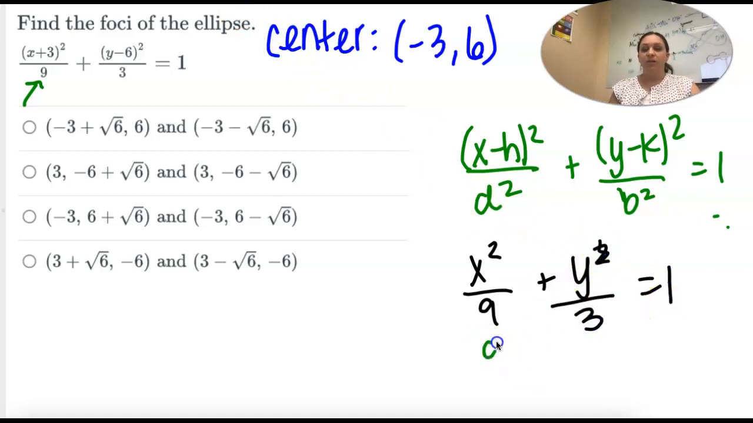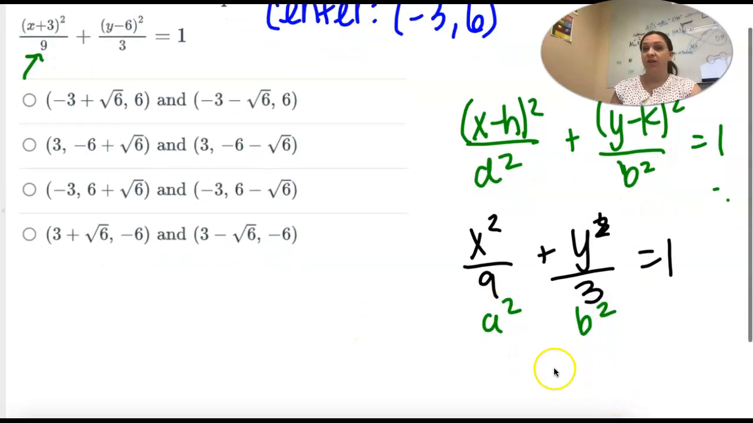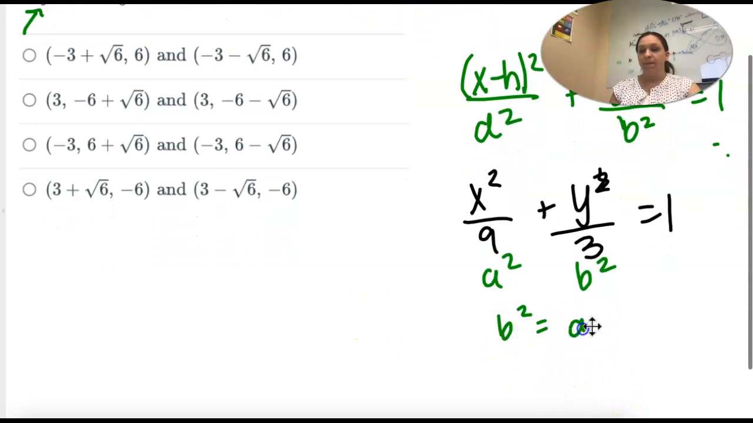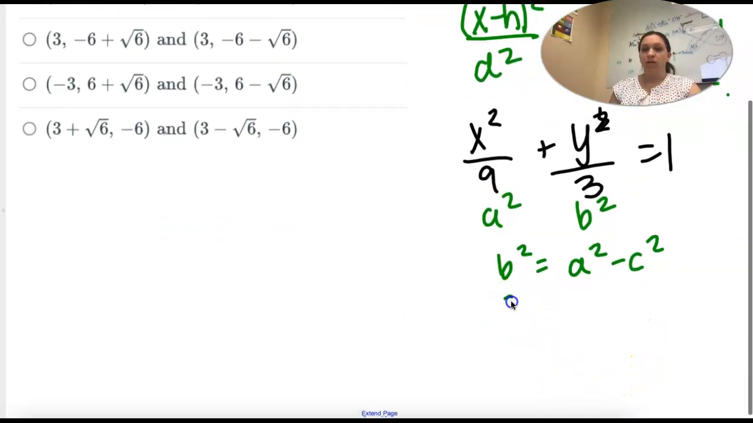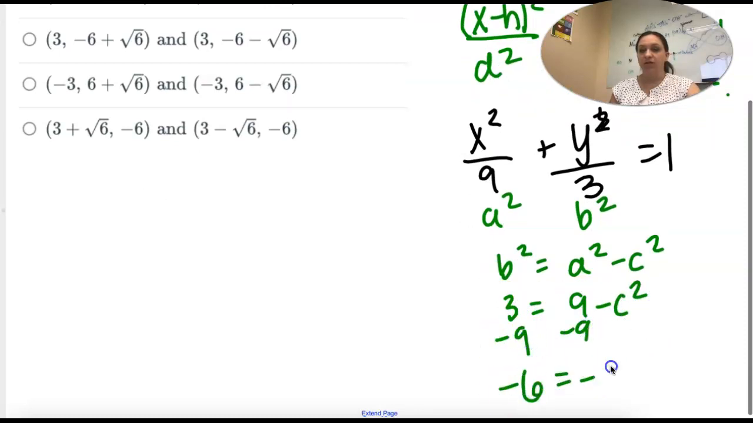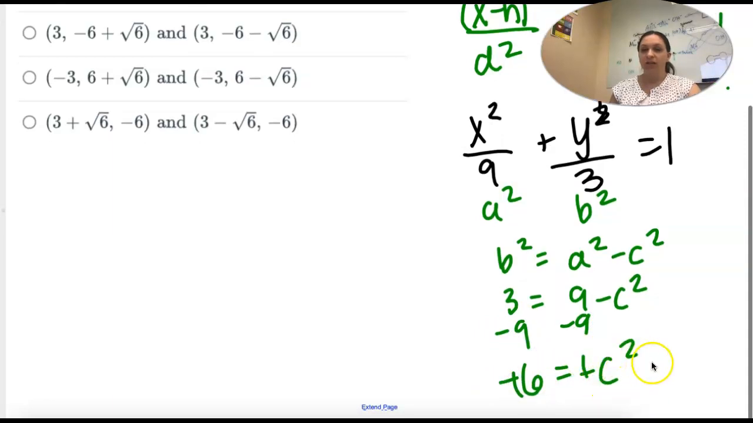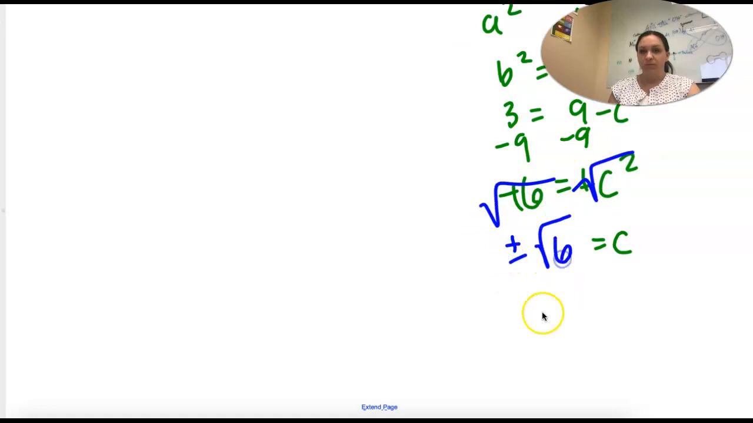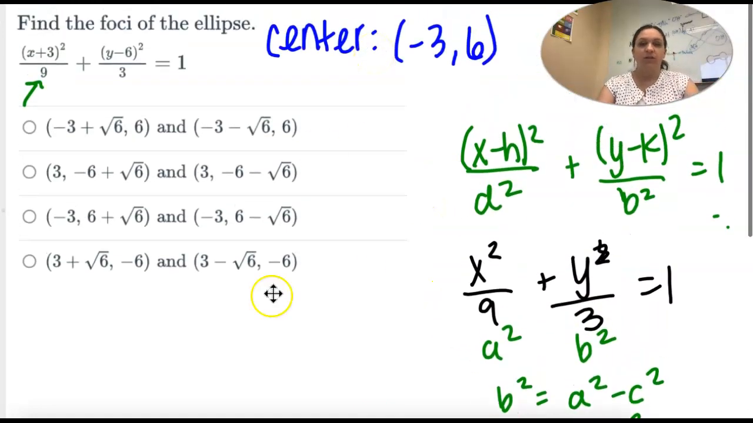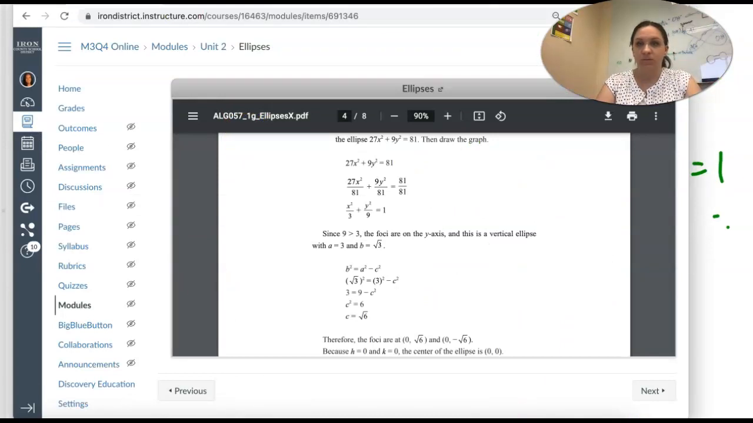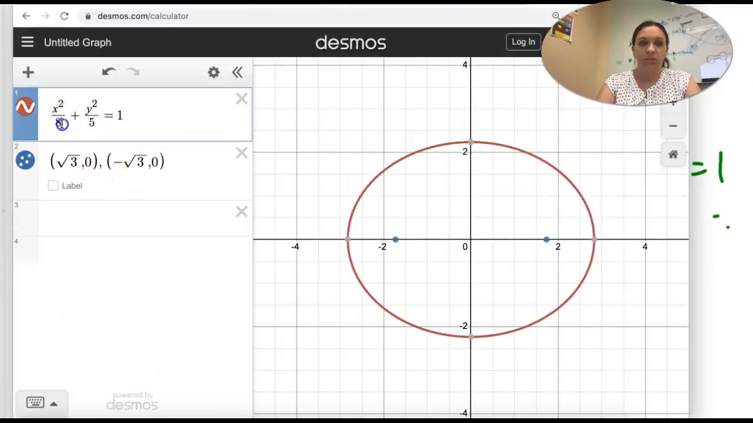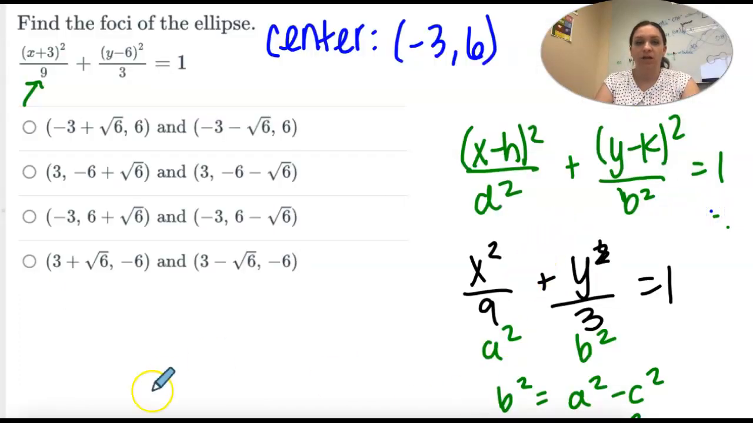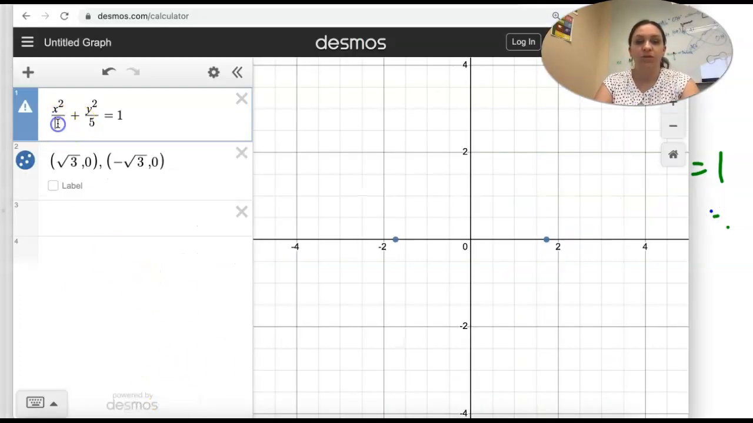And we're going to do what we did last time. This would be a squared, this would be b squared. Let's find c squared. So c squared equals 9 minus 3, which is 6. Hey, this is the exact same one we just did. So c equals plus or minus square root of 6. So if we were to graph that, it's 9 and 3. I want to show a visual.